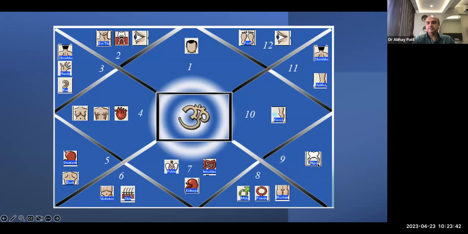9th house is your hips. It is your tradition. It is your luck. It is your strength. 10th house is the house of career. It is the house of karma. It is whatever you do, you will reap. 11th house is the house of gains. And 12th house is the house of loss, or spirituality, or death.